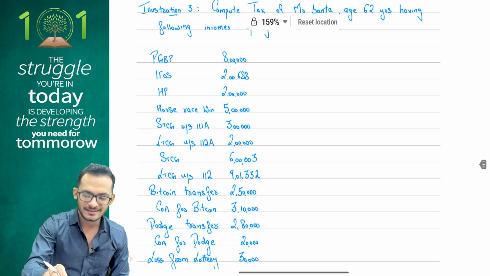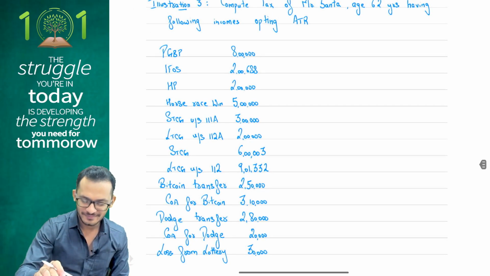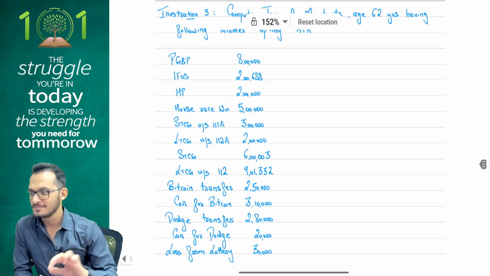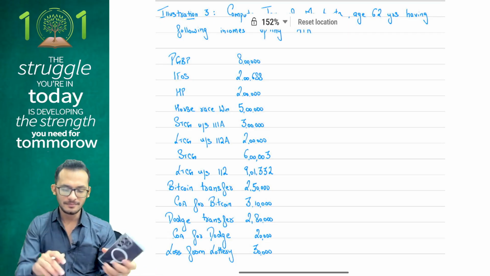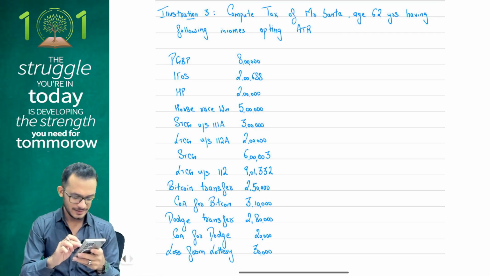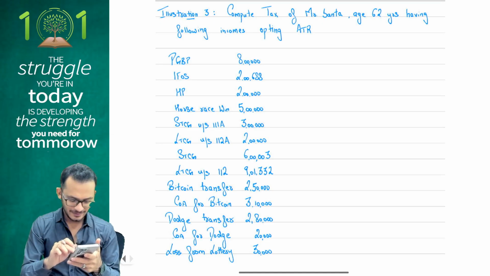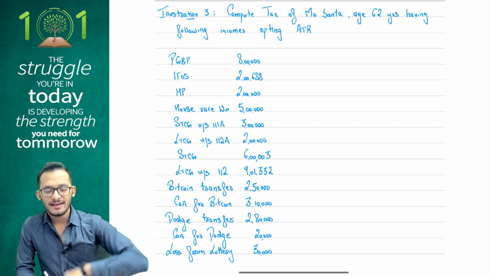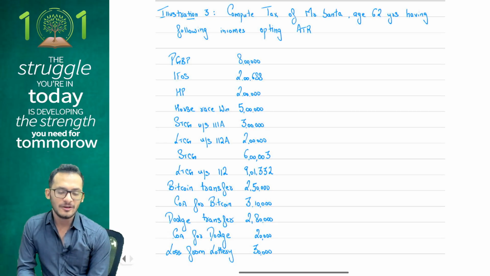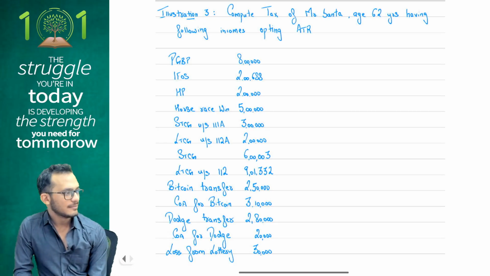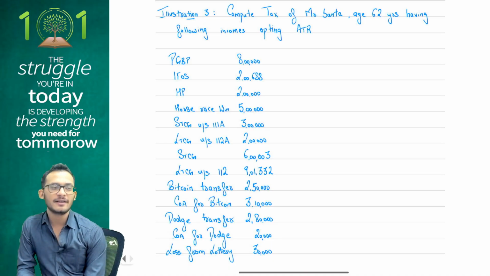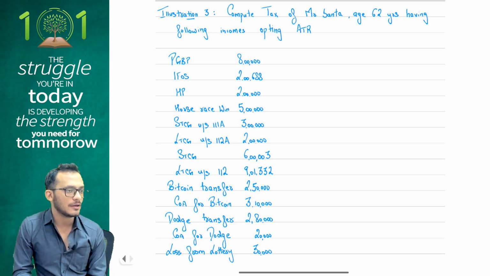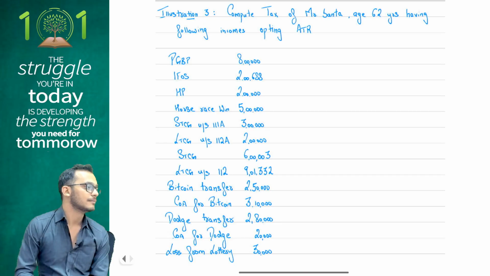Yes, question is like this. Question says, you're required to compute the tax of Mr. Santa, aged 62 years, having following incomes and opting for ATR. Now, people, when a question like this comes, first thing, usually it's ATR. The moment you see ATR, age is important, and age is 62 years, which means you are.